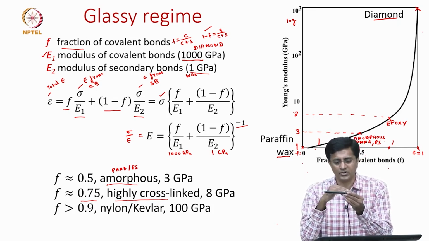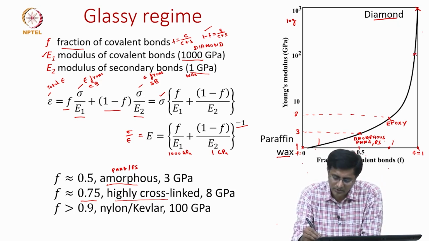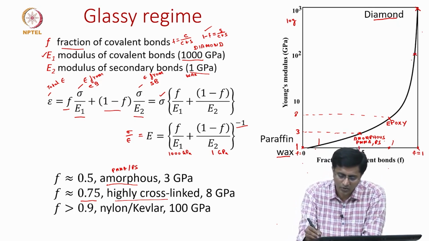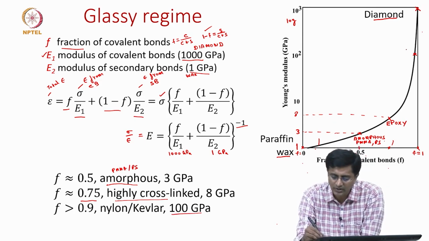But now let us focus on what happens when this F value is very high. From this plot you can see that it can be somewhere here, which means we are talking about 100 gigapascals. So, this is where we can have nylon or Kevlar fibers.